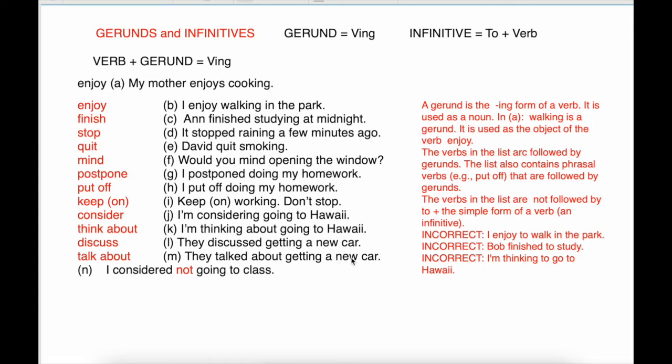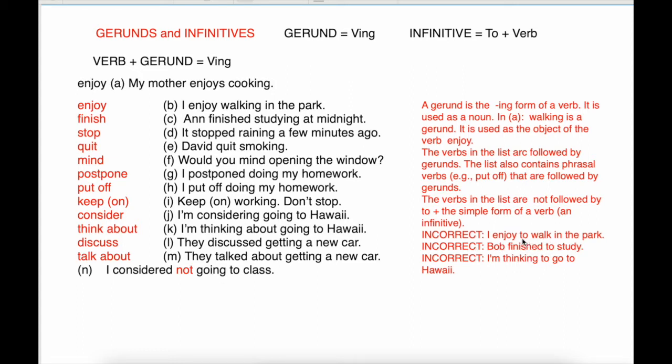Now, if you want to make a gerund negative, we use not just before the gerund. I considered not going to class. Maybe you can say, I don't consider going to class, or I didn't consider going to class, or I considered not going to class. Both have the same meaning, but if I say I didn't consider, I make the first part negative. But if I want to make the gerund negative, I use not just before the gerund.